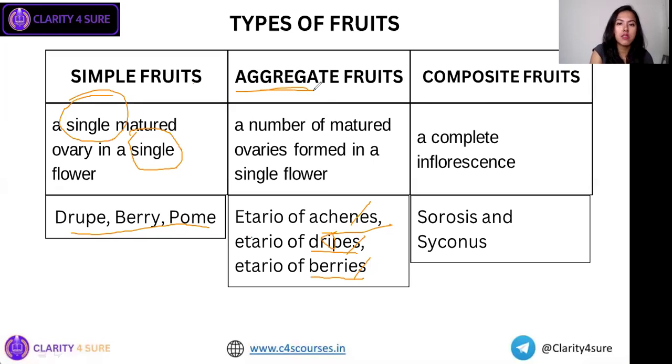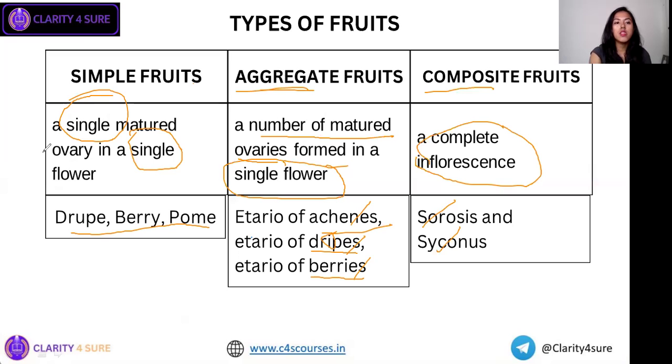That means what you understand from here is that these kind of fruits, aggregate fruits, they're developed from a number of matured ovaries formed in a single flower. There is just one flower, but there are a number of ovaries. So this you have to understand regarding aggregate fruits. Now, next, if you say about the composite fruits, in case of composite fruit, the fruit is developed from a complete inflorescence. Not one single flower, rather a complete inflorescence. And examples are sorosis and syconus.